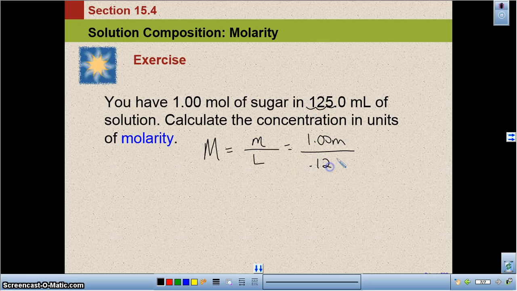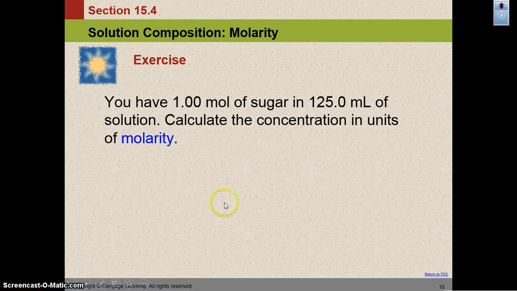So 0.125 liters. And I know the question is going to be asked, well, is it okay if we leave it in milliliters? And no, it's not. If it's going to be units of molarity, it is moles per liter. So we're going to take 1 and divide it by 0.125, and our solution would then have a molarity of 8, or it would be considered an 8 molar solution. Go ahead and check our answer.